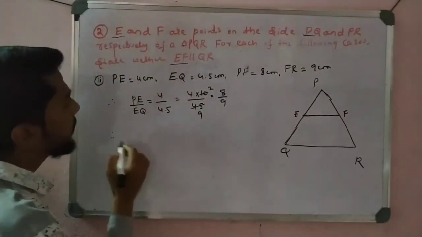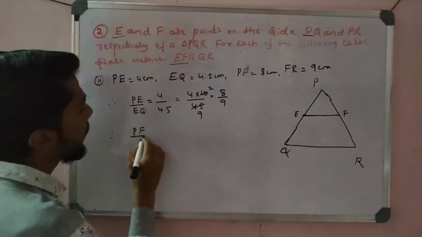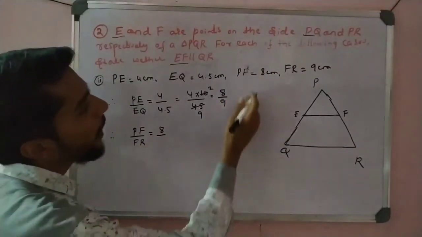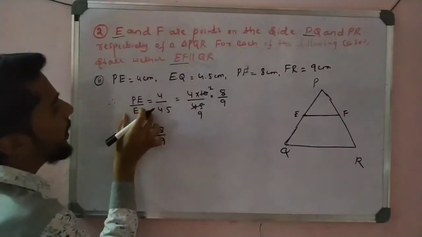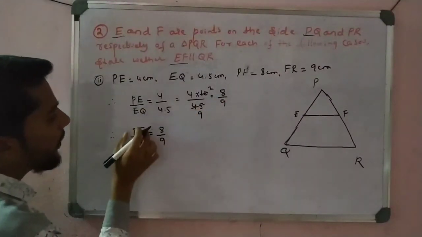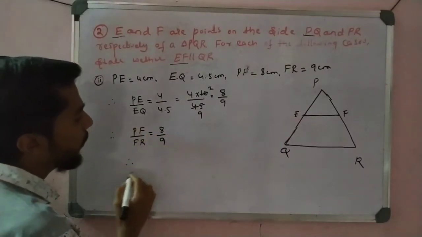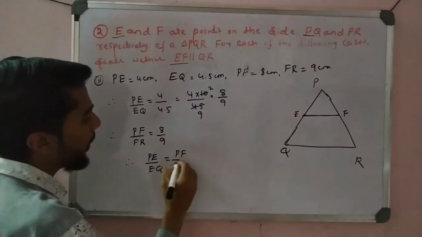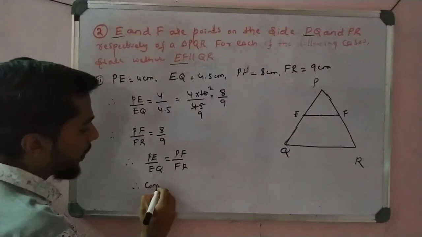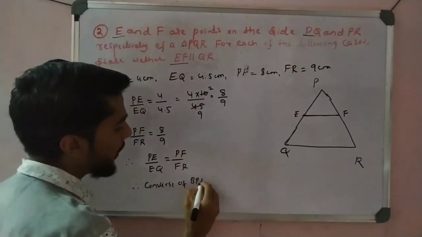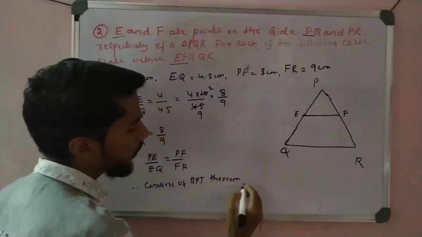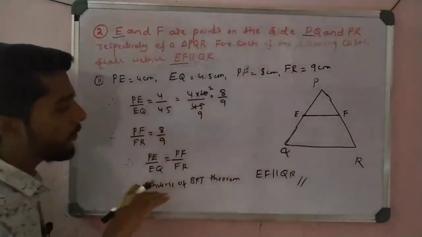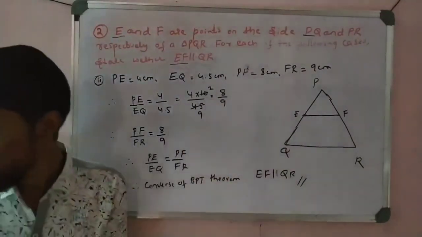Next, the ratio PF divided by FR. PF is equal to 8 centimeter and FR is 9 centimeter. See, PE by EQ is 8 by 9 and PF by FR is 8 by 9. So what is the correct answer? Therefore PE by EQ is equal to PF by FR, so by the converse of the BPT theorem, EF is parallel to QR. If both ratios are equal, then parallel. If not equal, then not parallel.